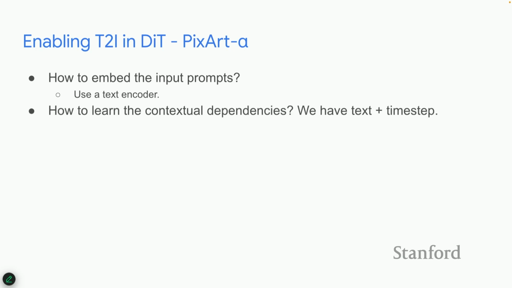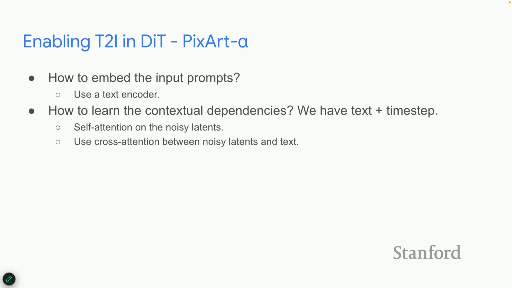And then how to learn your contextual dependencies. Now we have, instead of classes, natural language text on top of time steps. We could do self-attention on noisy latents, and then we could do cross-attention in between your noisy latents and text. And mind you, this text is not just a class. This text is some natural language description, like a baby astronaut hatching out of an egg on the moon. So this is a natural language description we are talking about. This is not simply class labels. So that could make sense.